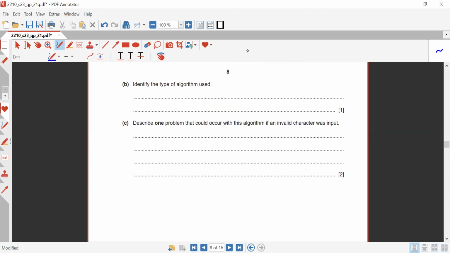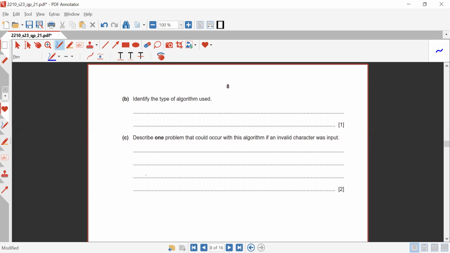Okay, now coming to part B. What does part B say? Identify the type of the algorithm used. Okay, so searching algorithm. We were searching actually over here. Do remember in your O levels, you have only one searching algorithm, that's linear search. And we have only one sorting algorithm, that is bubble sort. So we will be writing over here, linear search.